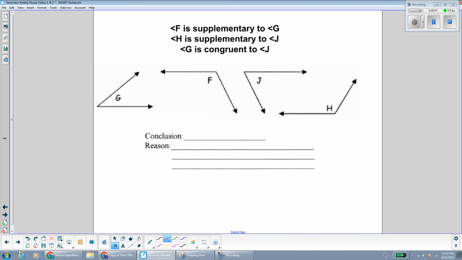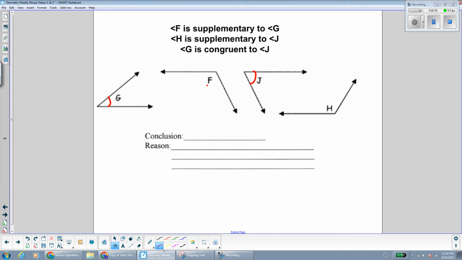Here, we're given that angle F is supplementary to angle G. So once again, F and G, they're supplementary. They form 180 degrees. H is supplementary to J. They form 180 degrees. And angle G is congruent to angle J. So I'm going to mark the congruent angles with the same congruence mark in my diagram.